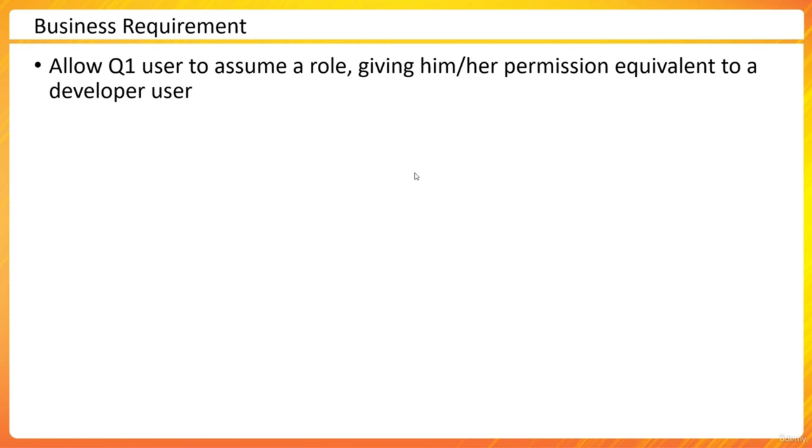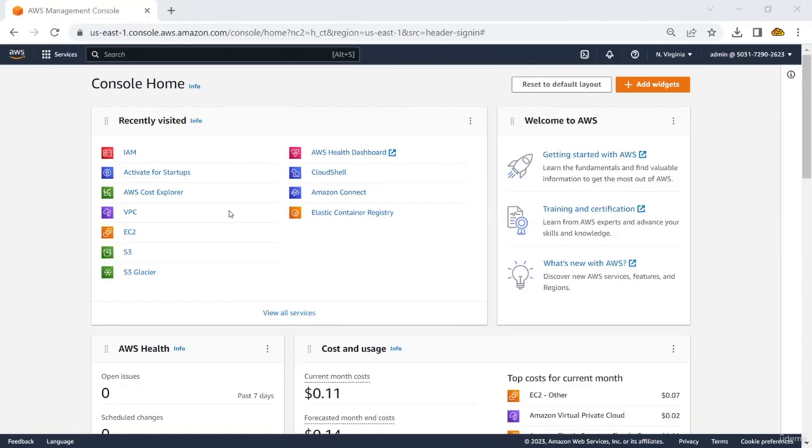So what do we want? That we are a member of the QA group and the user is Q1. I want him or her to become a developer user. Let's see how we would implement this in our console. We are assuming the QA group exists, the developer group exists, and now we would build on top of it. So this process will be made up of three steps, and I'll do this in the console so you would be able to relate all these concepts as we speak.